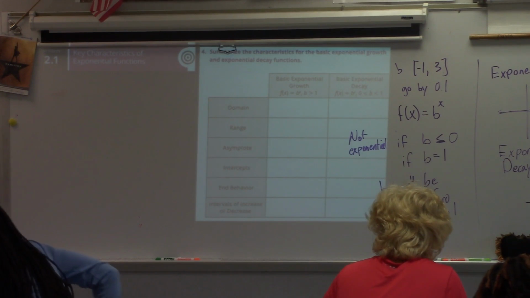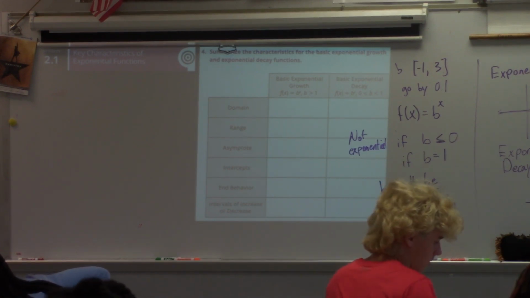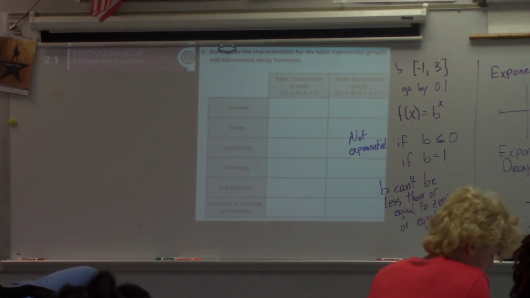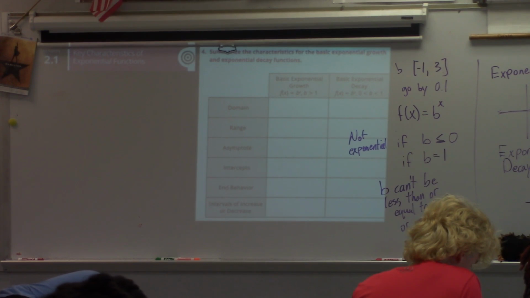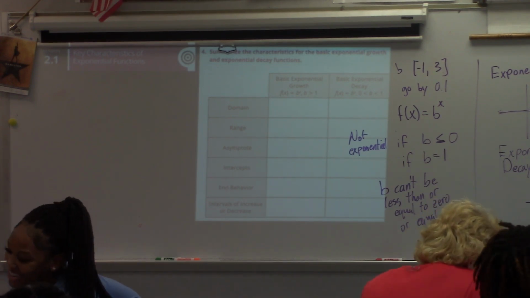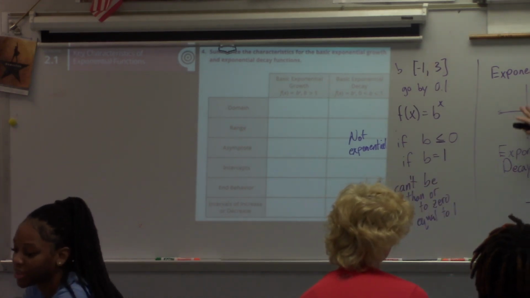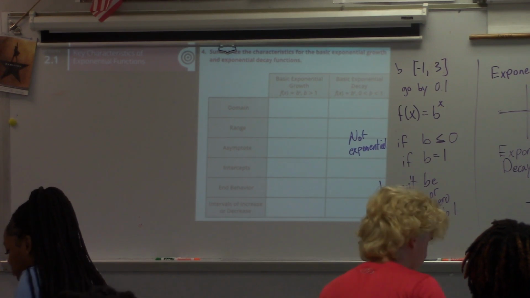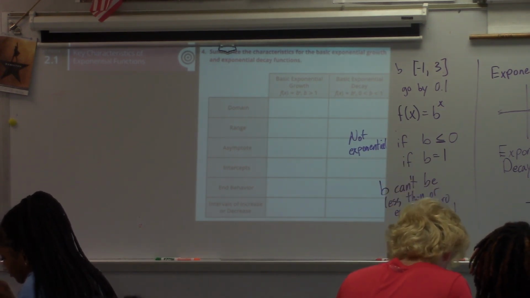So first things first though, if you go to the end of activity 2.1, this is where we're going to summarize what we've learned. Number 4, summarize the characteristics for the basic exponential growth and exponential decay graphs. First things first, where you have space there, probably in the side, I would sketch out a quick sketch of an exponential growth and an exponential decay. Okay, that's going to help us in a second.